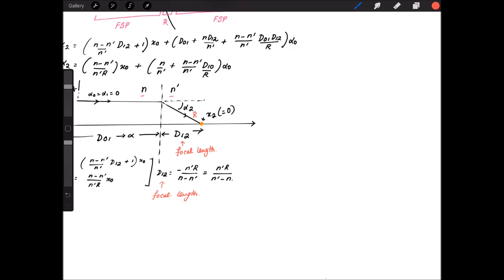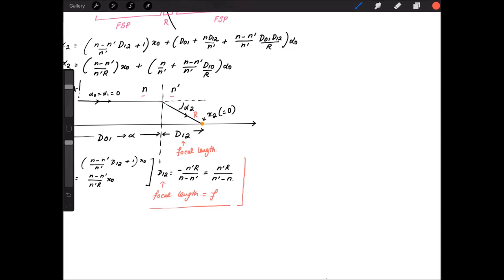You need to know the refractive index of the surrounding medium, you need to know the refractive index of the optical system, and the radius of curvature, say if you're designing a lens, and so on. So this is focal length f. So this is a very, very important relationship.